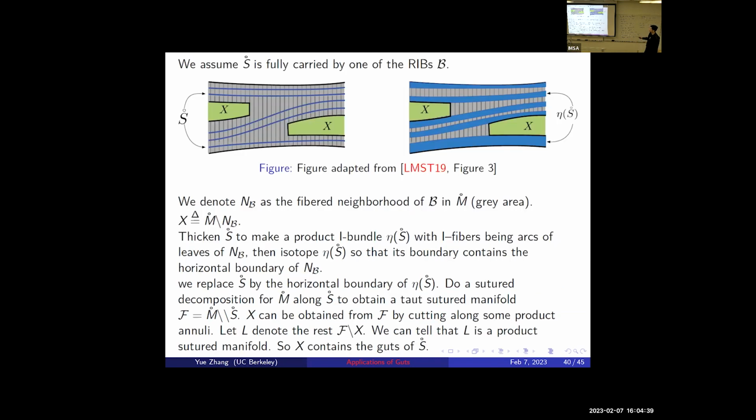So go back to this one. Our solution will be we prove X and L are taut. Then by the first lemma, you can show that F is taut. And then by the second lemma, you can show that S is taut too.